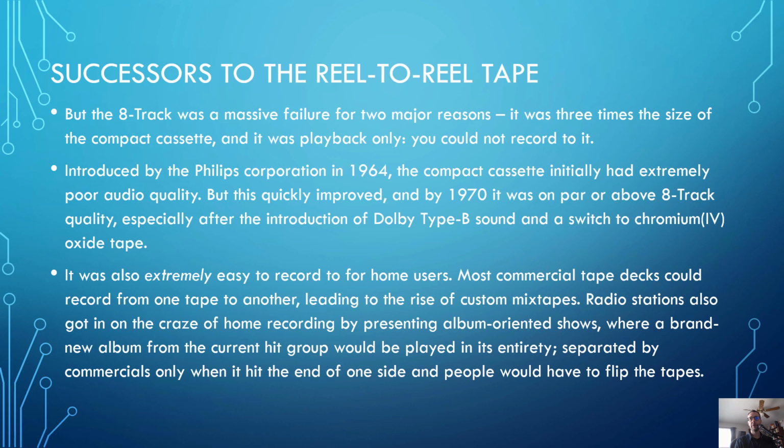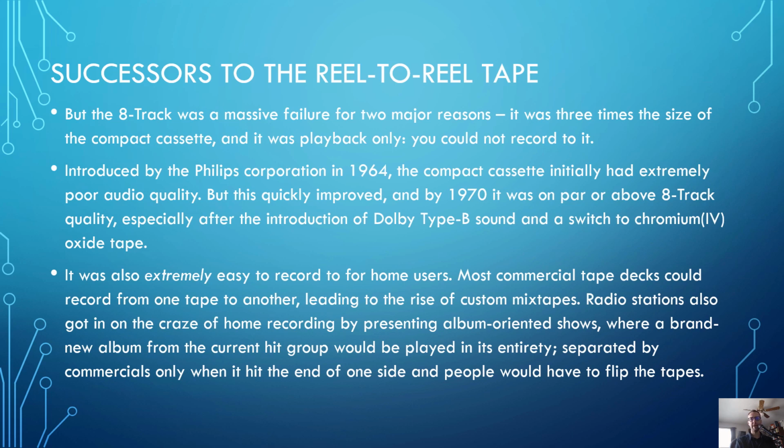So the compact cassette was introduced by the Philips Corporation in 1964, and initially it should have been destroyed by 8-track because the audio quality was terrible. And in blind tests, everybody who tried it preferred the sound of the 8-track. But this was quickly fixed and the quality improved so that by 1970 it was on par or above the quality of 8-track sound, especially with the introduction of Dolby Type B sound and a switch to chromium dioxide tape, which generally reduced noise and hiss. But it had a secret weapon.